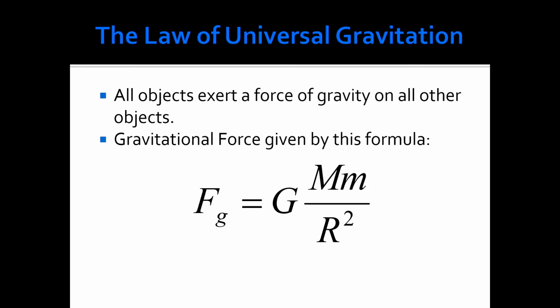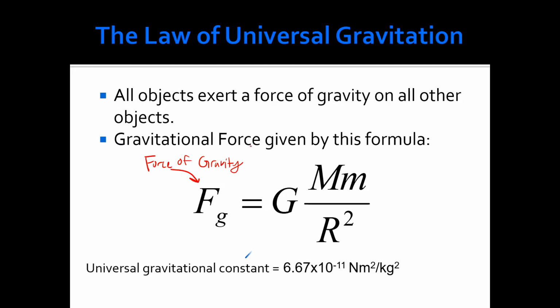So this is the force of gravity, that's Fg, which is equivalent to big G times big M times little m divided by r squared. Now, big G is what's known as the universal gravitational constant, and it has the following value: 6.67 times 10 to the negative 11, with units of Newton meters squared per kilogram squared.